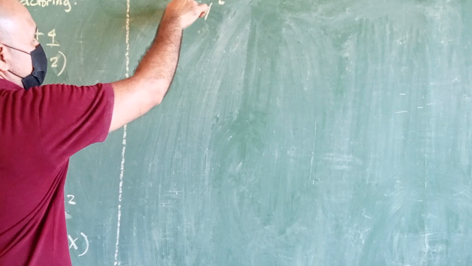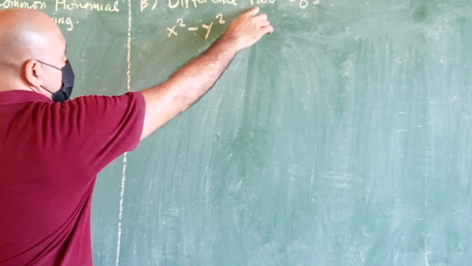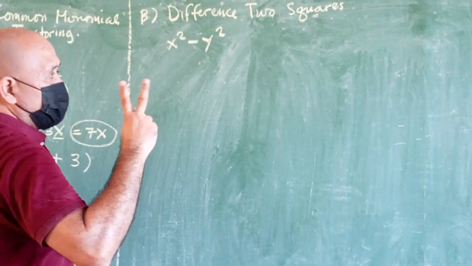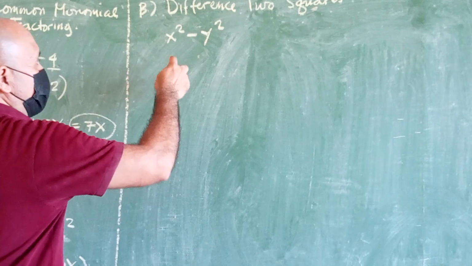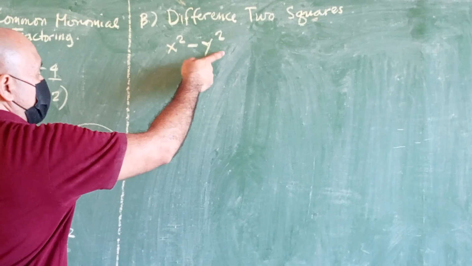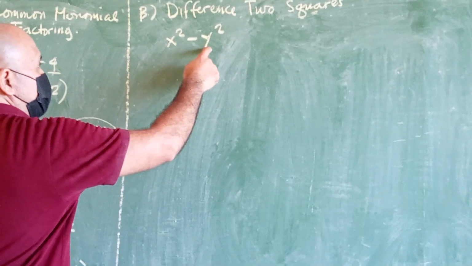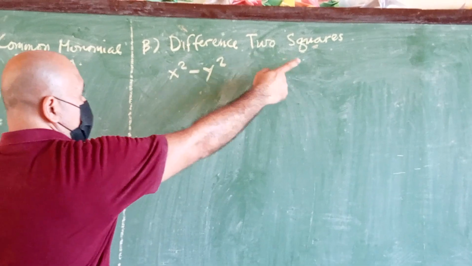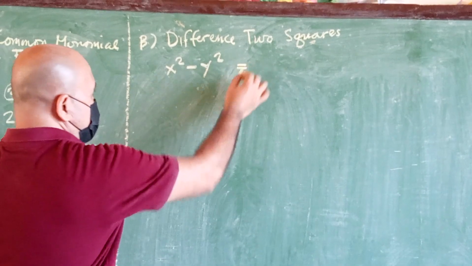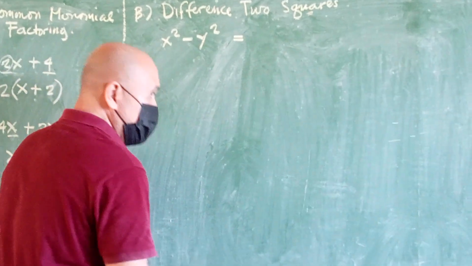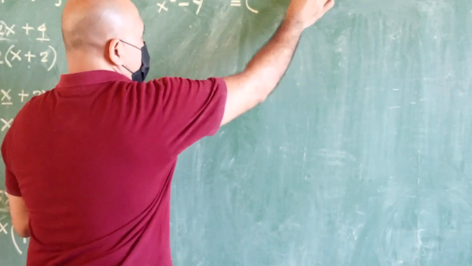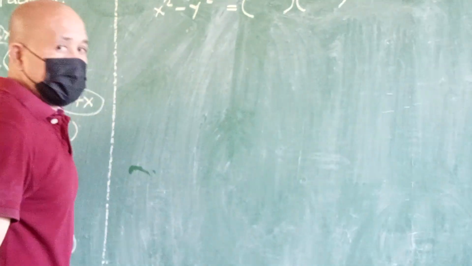So difference because minus, and two squares, it refers to the two terms that are perfect squares. For example, you have x squared and y squared. So the first perfect square and the second perfect square. That is why they are called two squares. And the process is just like this, if you can master the technique. So to factor out difference of two squares, the resulting factors are two binomials.